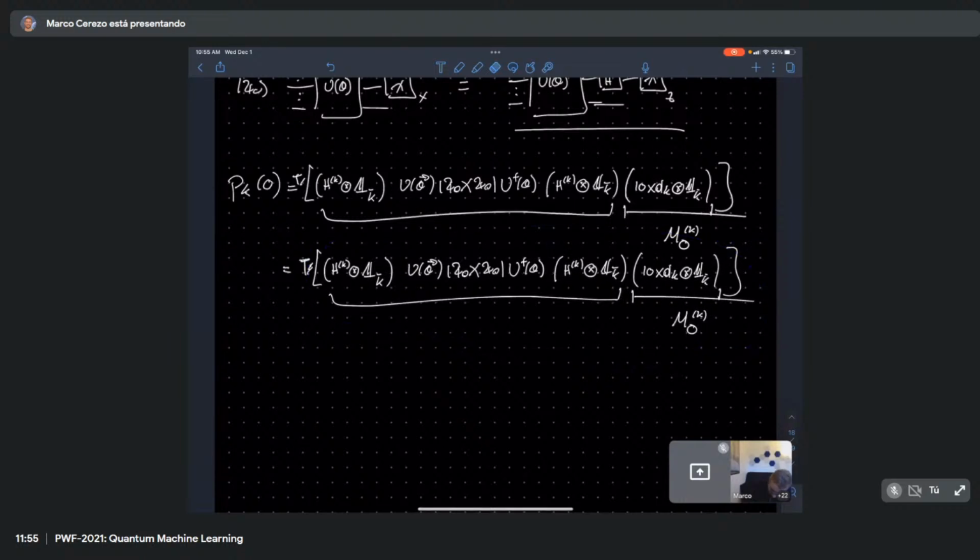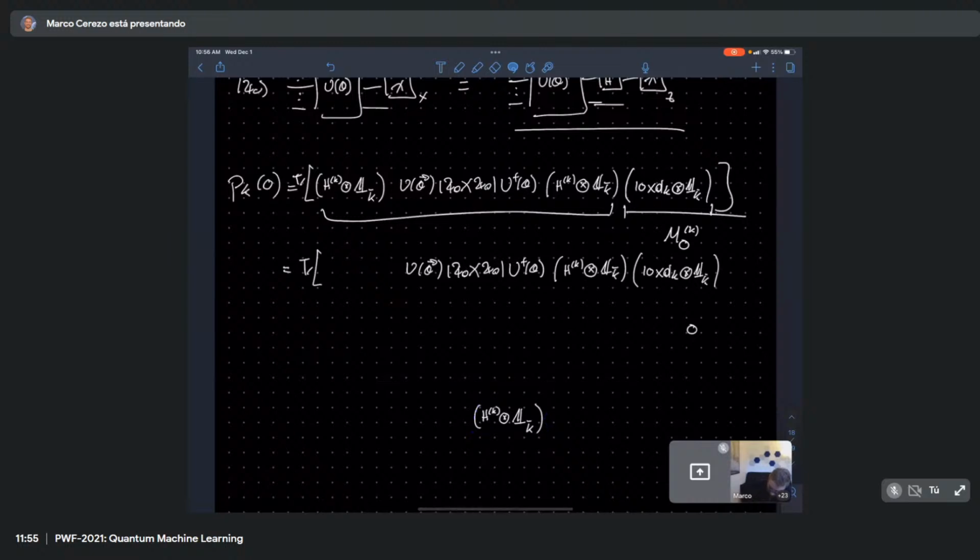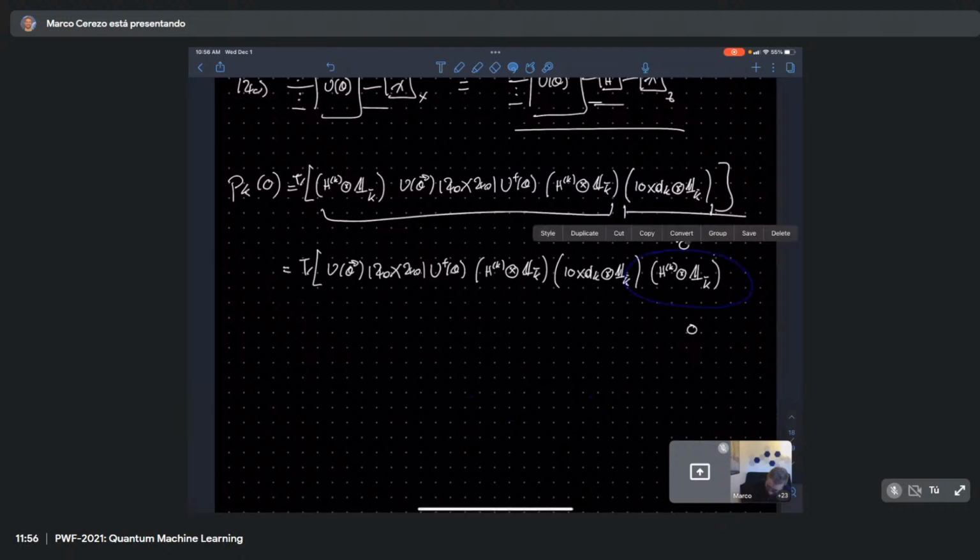Sort of, right? And I can take this operator and cyclically permute it towards the right. So I can just do this, and put it here, right? And now let's exactly compute what this is.